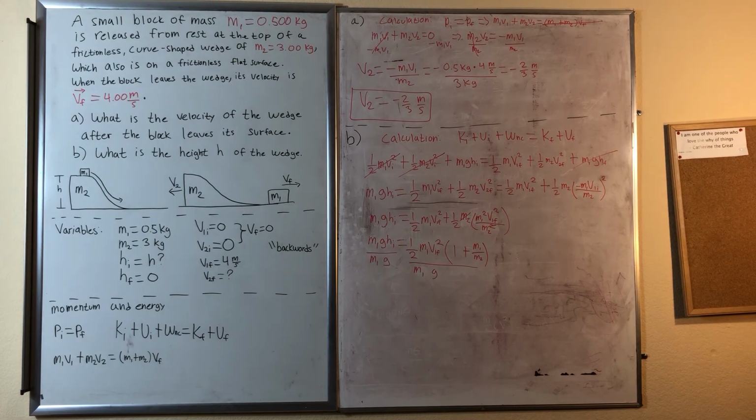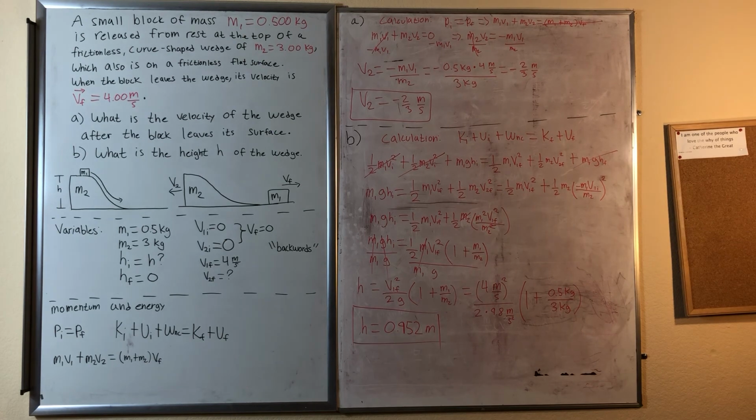Now to finally solve for h, divide both sides by m sub 1 times g, and cancel both on the left side, and cancel m sub 1 on the right side. We are left with h equals v sub 1 final squared over 2 times g, all times 1 plus m sub 1 over m sub 2. Plug in numbers to get 4 meters per second squared over 2 times 9.8 meters per second squared, all times 1 plus 0.5 kilograms divided by 3 kilograms. Calculating out gives the final height of the wedge to be 0.952 meters tall. And with that, we have solved part B.